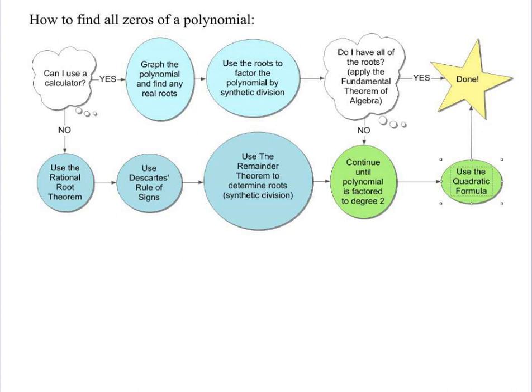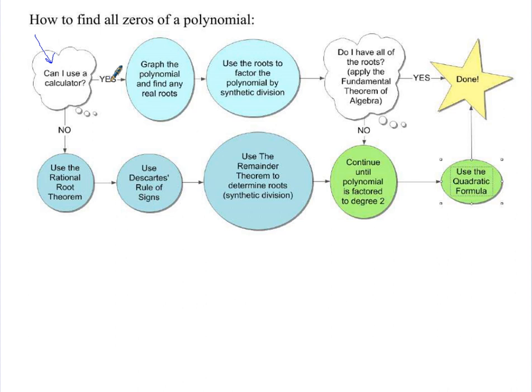Here's a little flow chart for you to figure out how to find the zeros of your polynomial. In this section, you're going to be asked to find all the zeros of a polynomial. Here's how you do it. Start here. Question, can I use a calculator? Does it specifically say that I can't? If it specifically says no calculator, then your answer is no. If it doesn't say anything about a calculator, then your answer is yes, you can use a calculator.